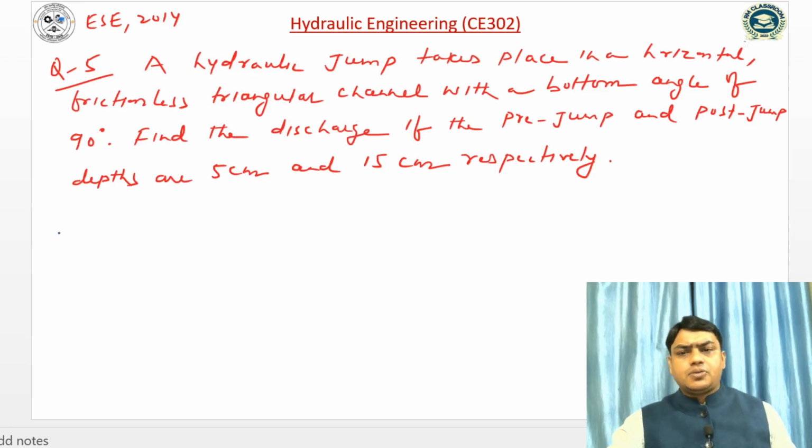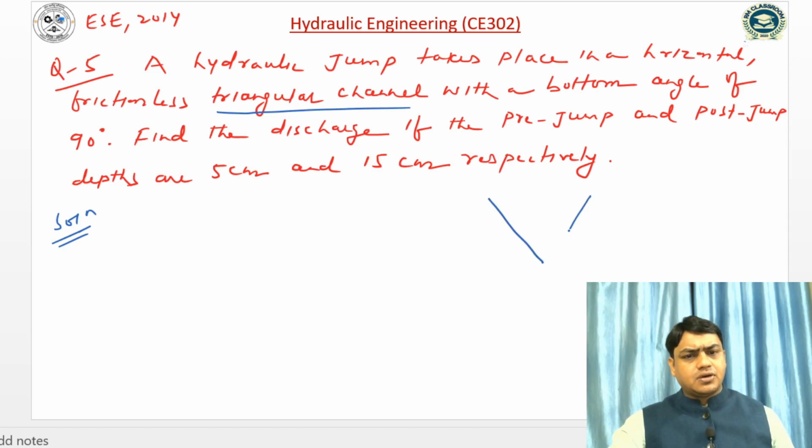Let us take another problem. This question was asked in the Engineering Services Examination 2014, for 8 marks. A hydraulic jump takes place in a horizontal frictionless triangular channel. Remember that this is a triangular channel, a non-rectangular channel. The basic equation is that the specific force will be constant, with the bottom angle of 90 degree.